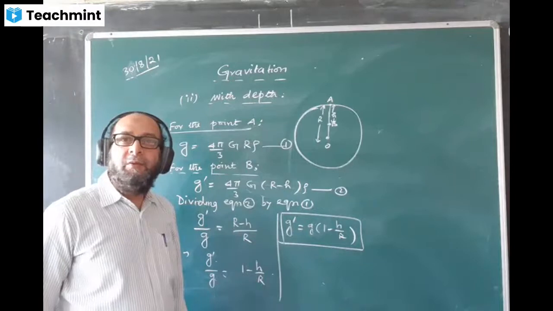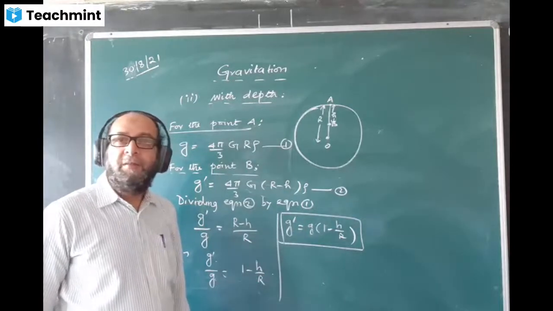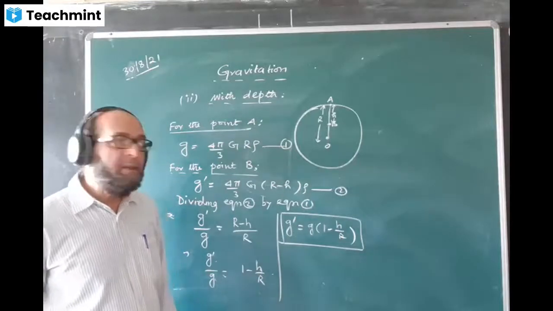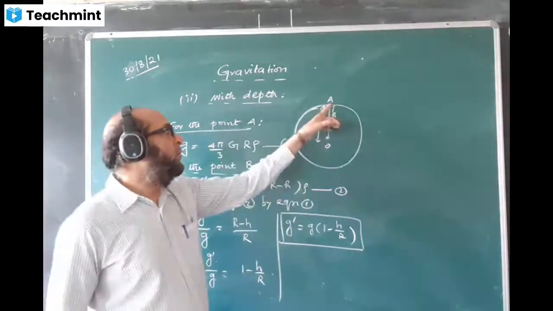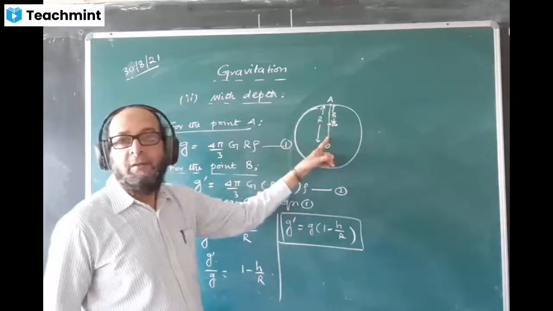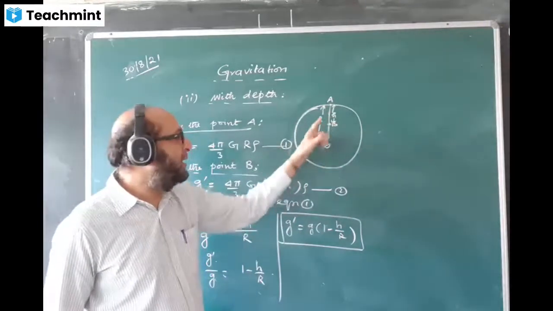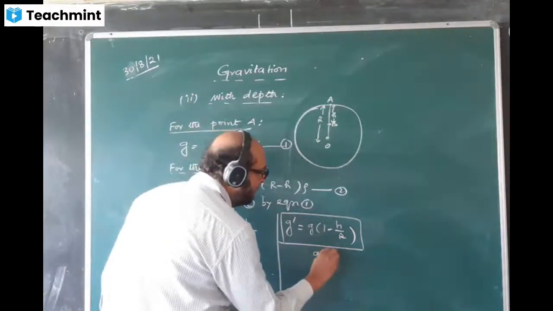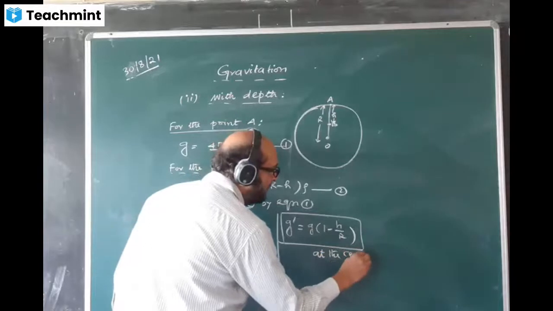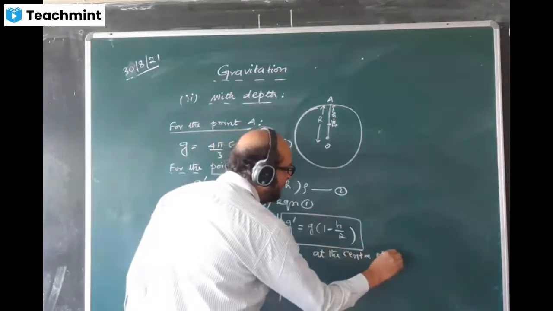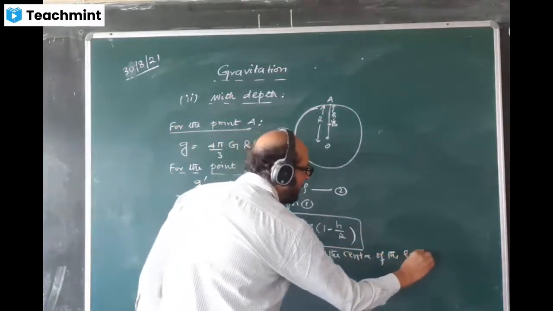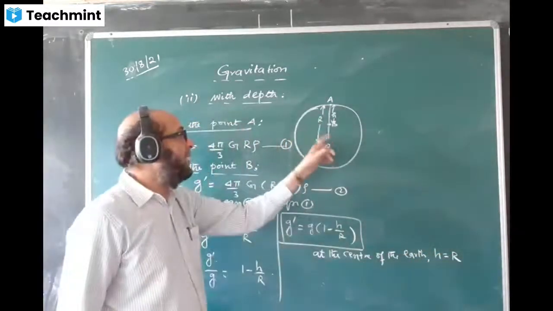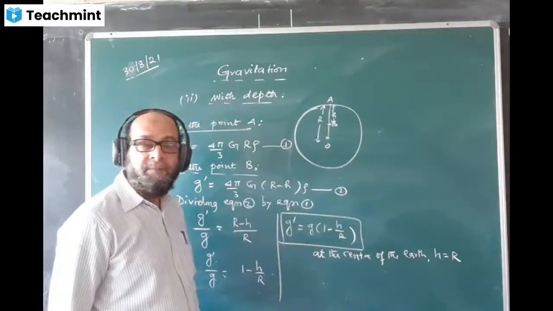Okay. Now same line we write there at the center of the earth. A body from here is going, it's coming up to the center of the earth. What does it mean? That is R and H are equal. At the center of the earth, write down, H equal to R. The depth is equal to the radius of the earth.